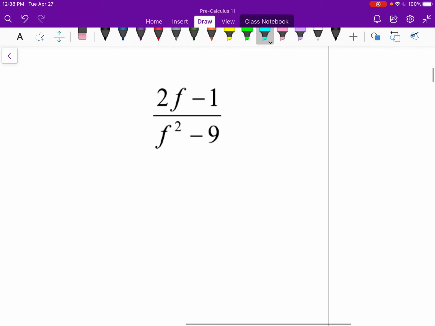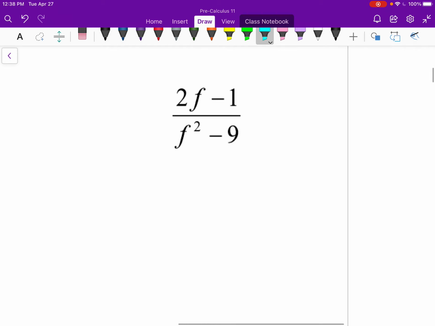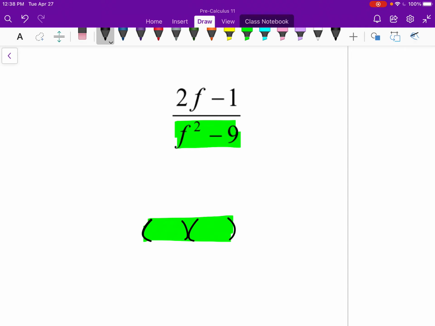That's it. Last one. And so here again, I need to pay attention to my denominator. And my denominator can't equal 0. Now with this question, to find the restrictions, it's probably a little bit easier if I first factor my denominator. And that's a difference of squares. And so if I look at my denominator, I can write this as f minus 3 and f plus 3.